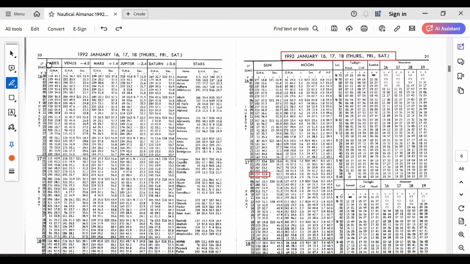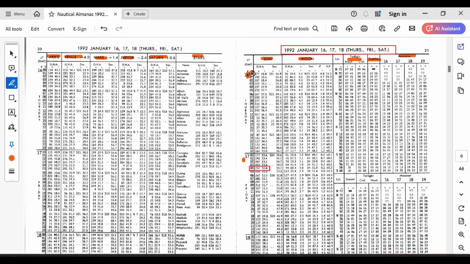On the left side you will find Aries, Venus, Mars, Jupiter and Saturn. That means the 4 planets, and stars. On the right side you will get GHA and declination for Sun and Moon, and these are the twilights, sunrise time, moonrise. This is for 16th, 17th and 18th. Now we have to find GHA for 17th January. This is 16th and this is 17th. This is the GMT and this is the column for GHA.